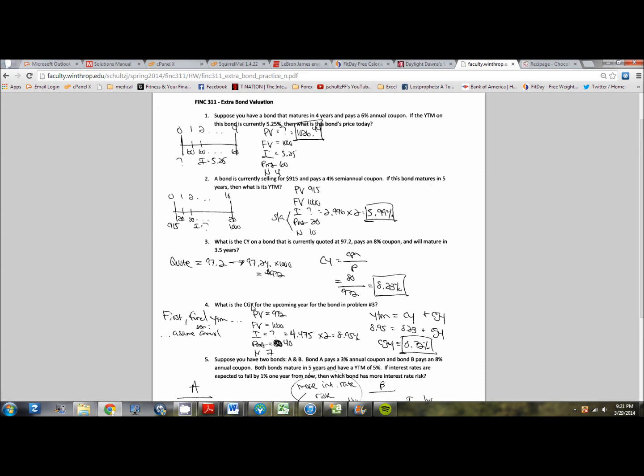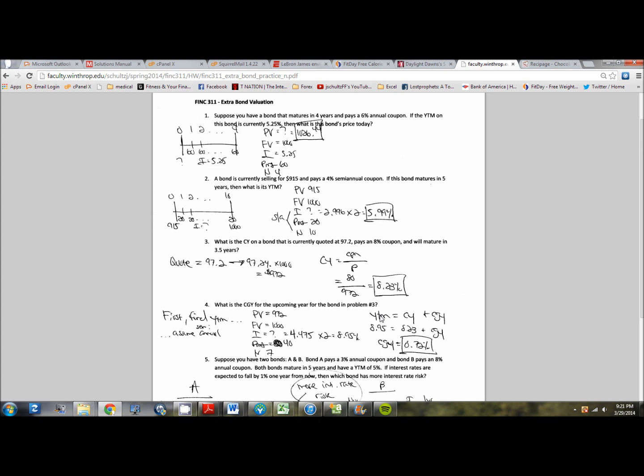But then if you take a look at number 4, what is the capital gains yield for the upcoming year for the bond in problem 3? Okay, so we want to know, using this relationship over here, what is the CGY? We just found the CY, that's 8.23. So now what is the CGY? If we could find the yield to maturity, then we could easily get the CGY. So we're going to go that route rather than trying to do a new minus old over old application.